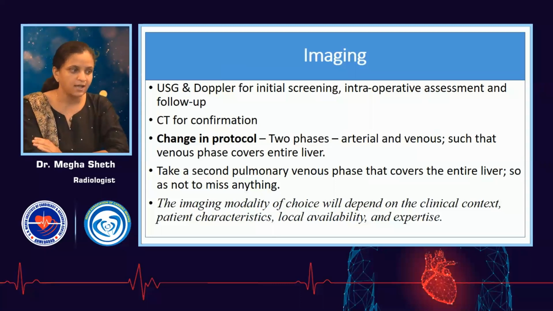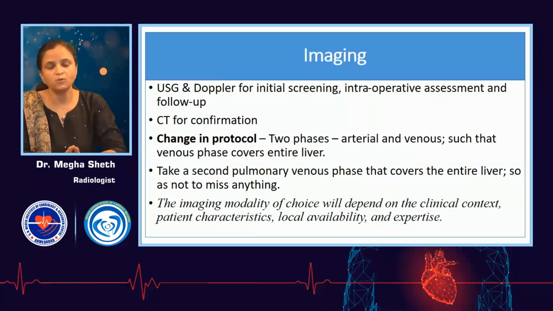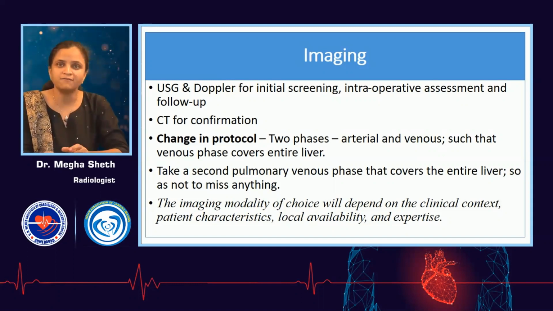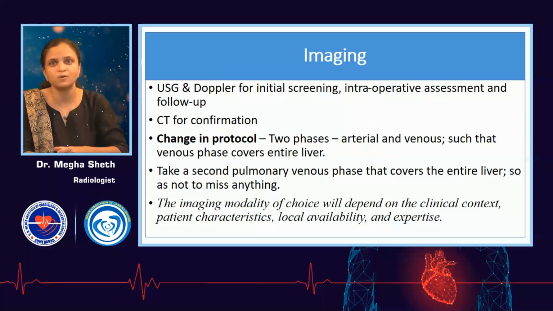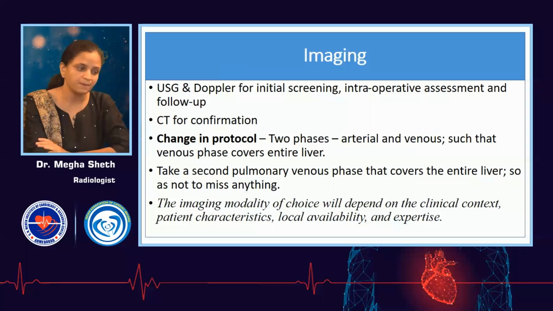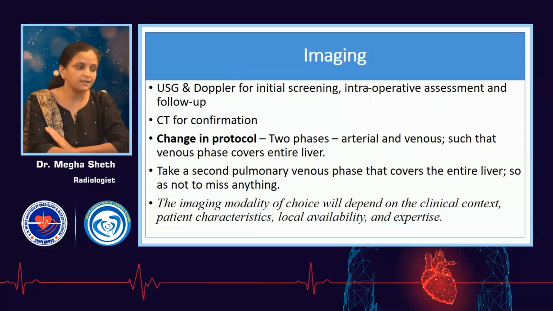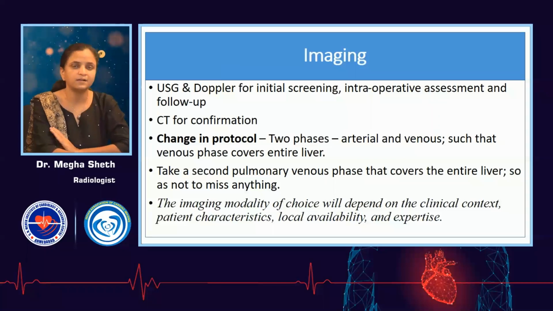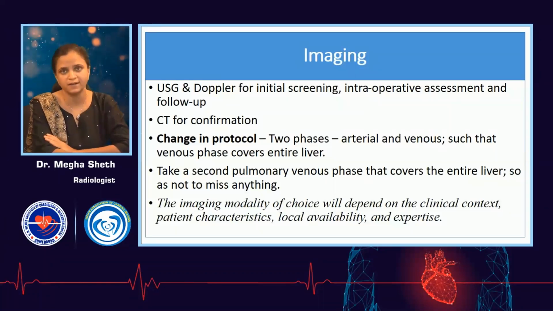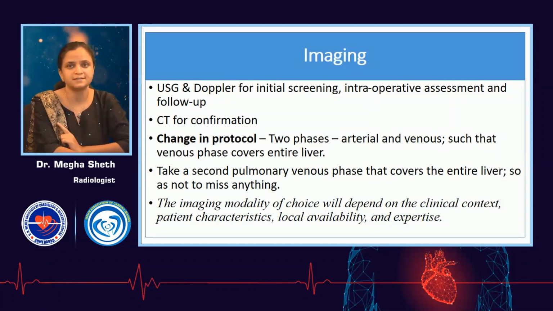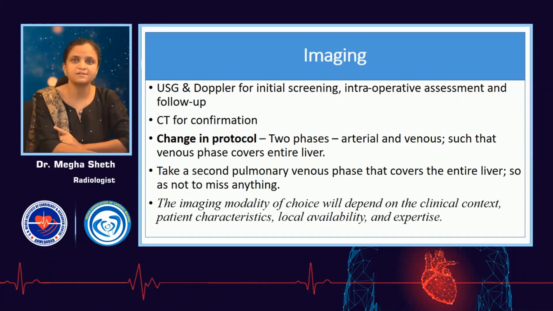Now for CT we need to change the protocol. In our institute we do two phases, that is first arterial phase and the second venous phase, wherein pulmonary veins, portal veins, everything is covered, and we take the second phase so as to cover the entire surface of the liver, so that nothing is missed. So finally, the imaging modality of choice will depend on the clinical context, patient characteristics, local availability and expertise. Which remember, if you are doing the CT, always take the second phase, which covers the entire surface of liver also.